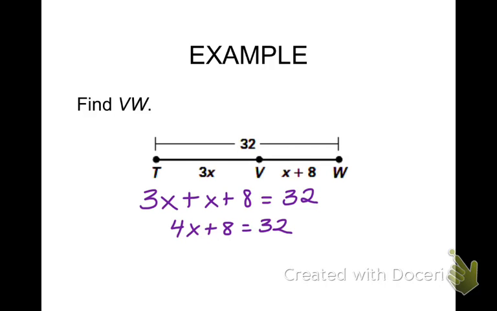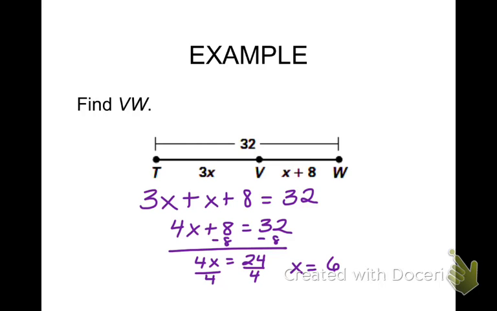What do we do next? Subtract the 8. Okay. Well, subtracting 2 from 32 takes me to 30. Take away 6 more, leaves me at what, 24? Divide by 4. So we get x is equal to 6.